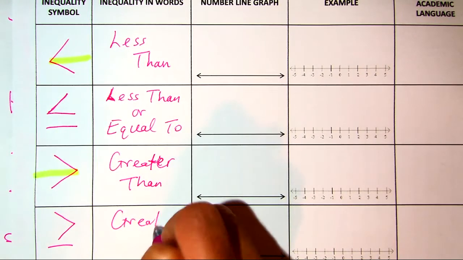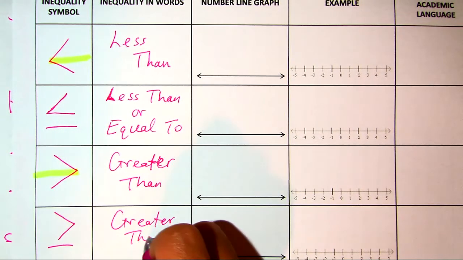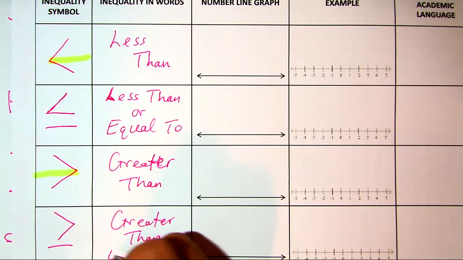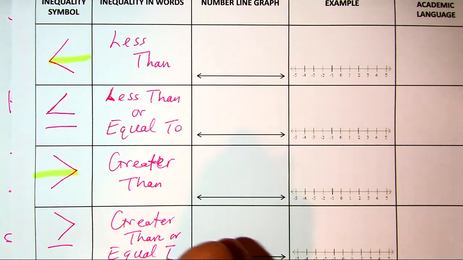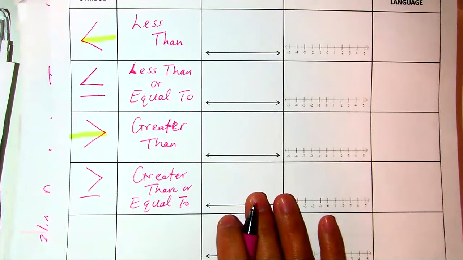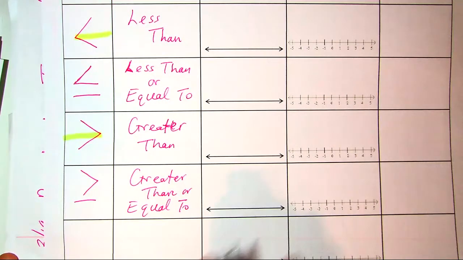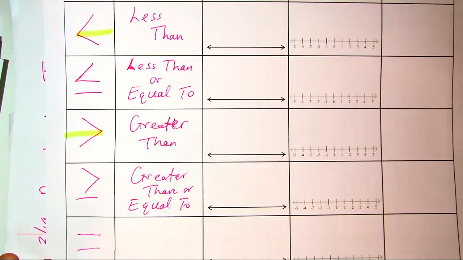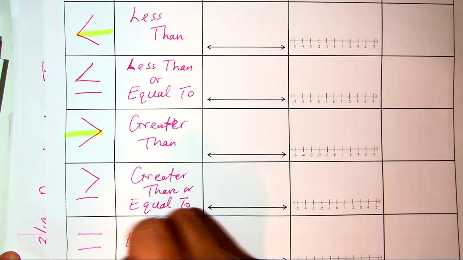The next one is greater than or equal to. Last but not least, the equal symbol. The equal symbol means equal to.